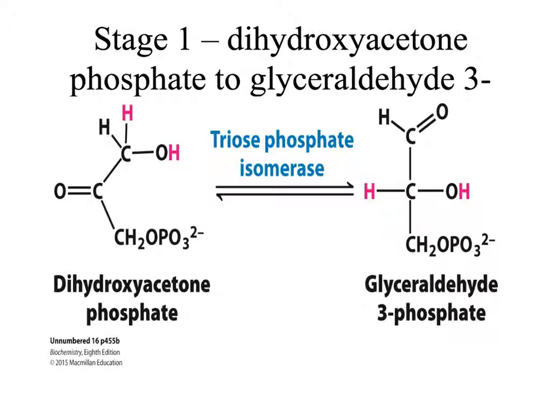So here we have the dihydroxyacetone phosphate being converted to that glyceraldehyde 3-phosphate, which is our second glyceraldehyde 3-phosphate, or our second 3-carbon substance, which enters stage 2. And this process takes place using the enzyme triose phosphate isomerase.